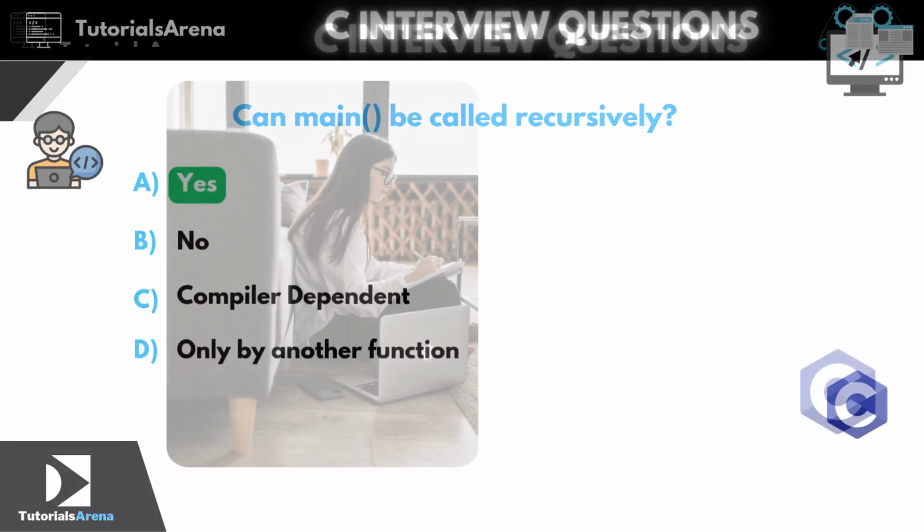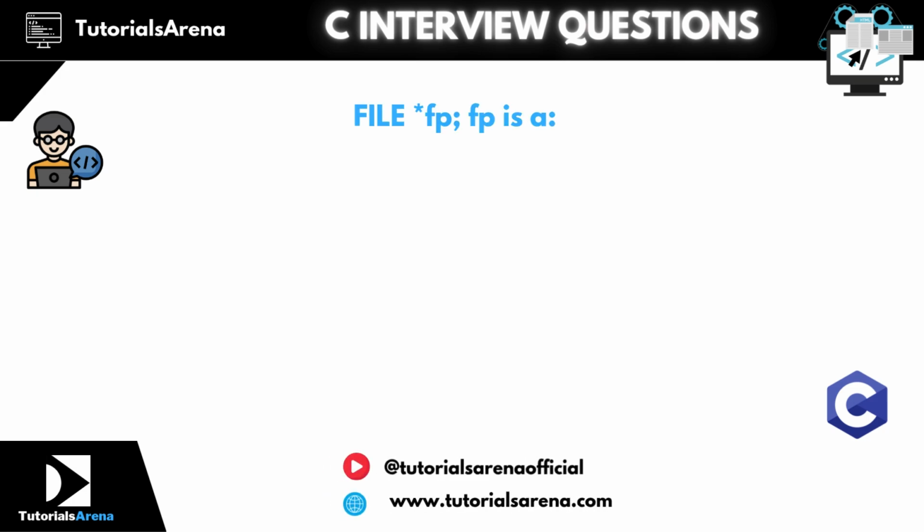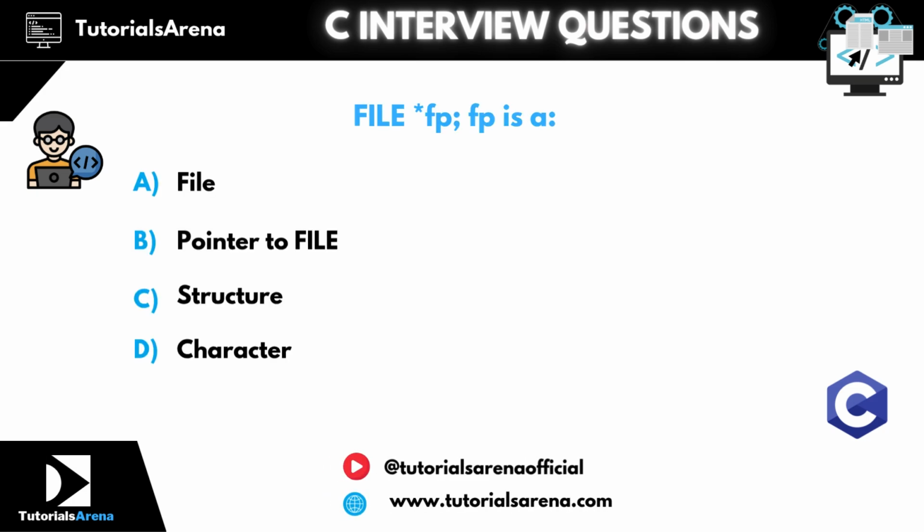Moving on to the next question. Question 94. What will be the output of this statement? Option A, file. Option B, pointer to file. Option C, structure. Option D, character. The correct answer is option B, pointer to file.